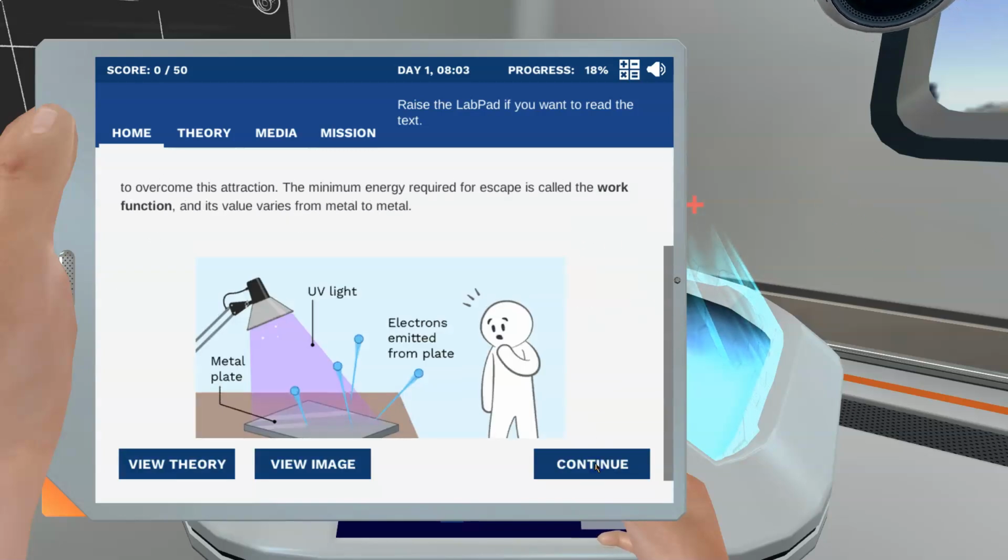The photoelectric effect is the emission of electrons from a metal surface when it is illuminated. This process is called photoemission, and the electrons emitted in this manner are called photoelectrons. Negatively charged electrons are bound to metals by their attraction to positively charged ions. They are released from the surface when they absorb enough energy from the light to overcome this attraction. The minimum energy required for escape is called the work function, and its value varies from metal to metal.